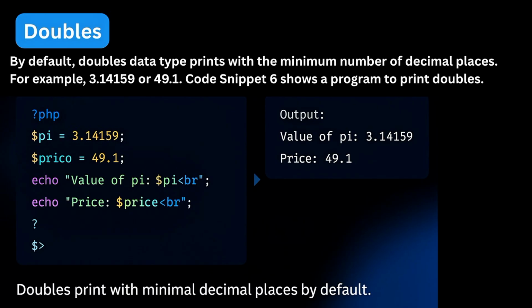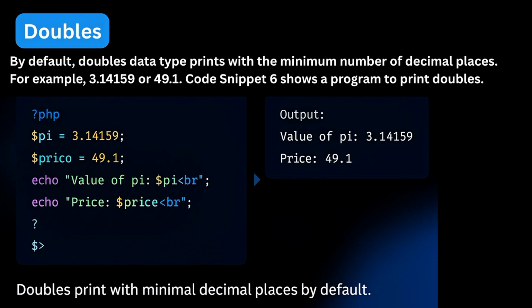By default, PHP prints double values using the minimum number of decimal places needed to accurately represent the value. For example, a number like 3.14159 will display exactly as 3.14159, while a shorter number like 49.1 will simply appear as 49.1 without adding unnecessary zeros after the decimal point.